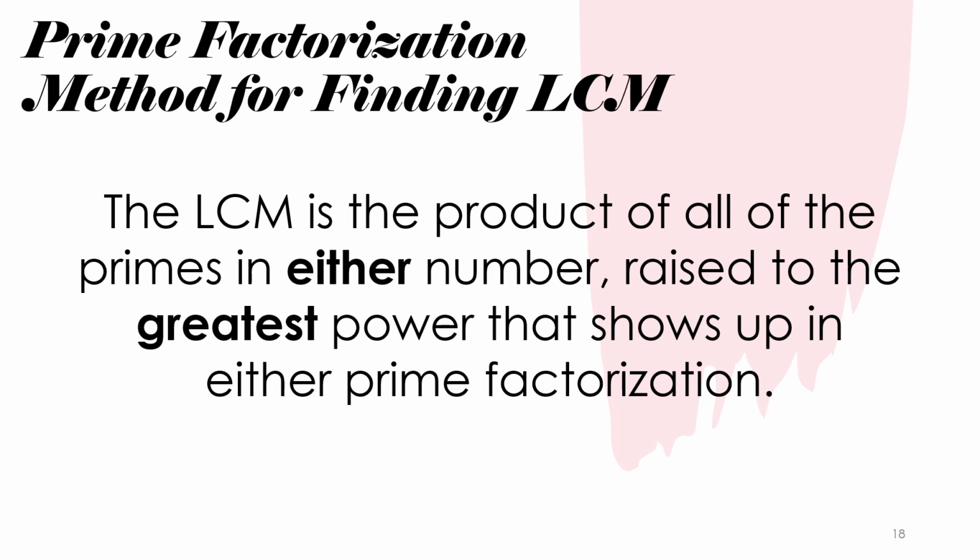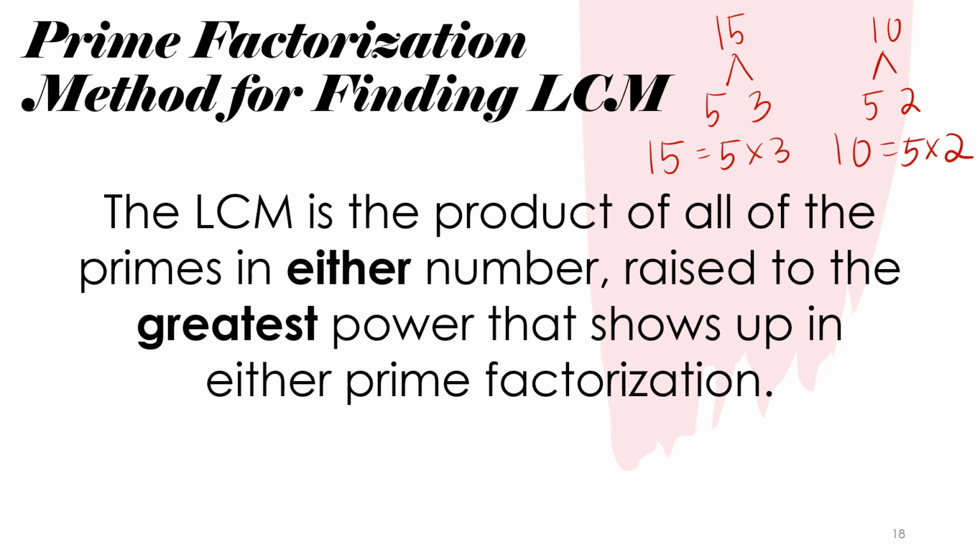We found that the numbers 15 and 10 had prime factorizations of 5 times 3 and 5 times 2. So 15 is equal to 5 times 3, and 10 is equal to 5 times 2. The least common multiple is the product of all of the primes in either number raised to the greatest power that shows up in either prime factorization. So for the least common multiple, we would include all of the numbers 5, 3, and 2. So 5 times 3 times 2.